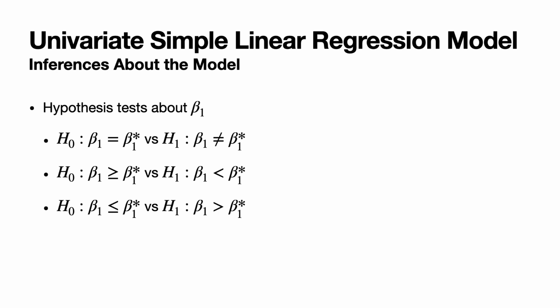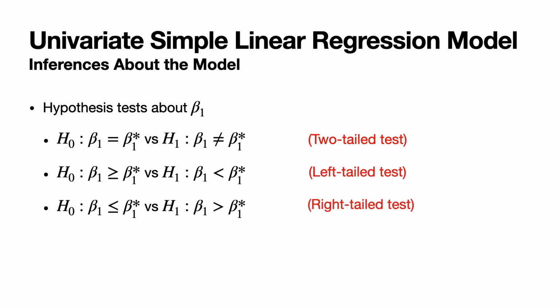Now, some common types of inferences that are of interest when we're doing simple linear regression, perhaps the most important is to first test to see if there is a linear relationship between the response variable and the explanatory variable. We could do this by testing hypotheses about beta 1. In general, we have 3 kinds of tests that we can perform: a two-tailed test, a left-tailed test, and a right-tailed test. In the two-tailed test, the null hypothesis says that beta 1 is equal to some specified value, beta 1 star.